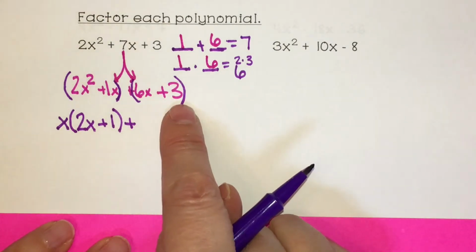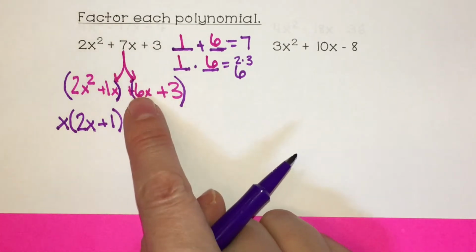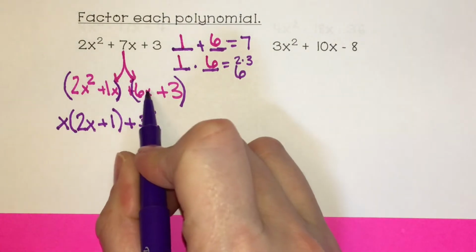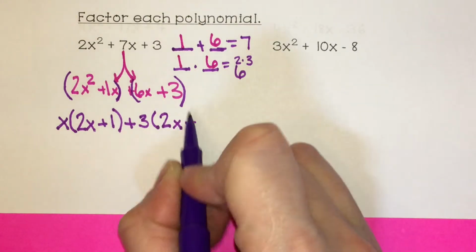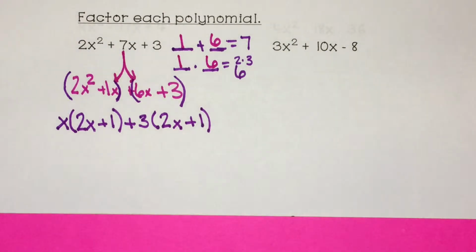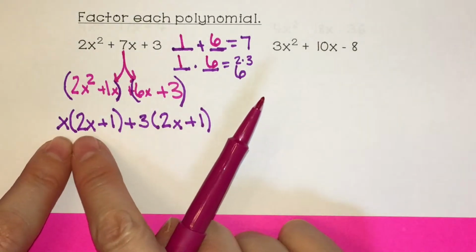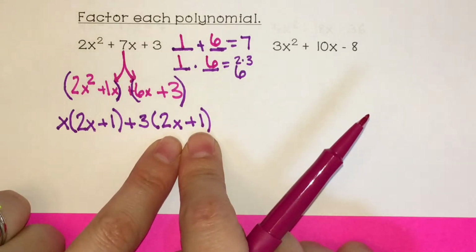Now, 6x plus 3, my greatest common factor, well, it has to be a number because this one doesn't have a variable. I know I can divide both 6 and 3 by 3, so I'm going to factor out a 3. 6x divided by 3 leaves me with 2x, plus 3 divided by 3 is 1. So that's what was left in the parentheses after I factored out my greatest common factor. Okay, now I have a new greatest common factor. So I have x multiplied by 2x plus 1. I have 3 multiplied by 2x plus 1.